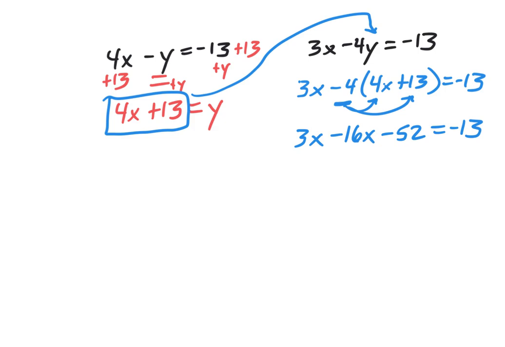Combine like terms. And now we have a two-step equation. Add 52 to both sides. And divide by negative 13.